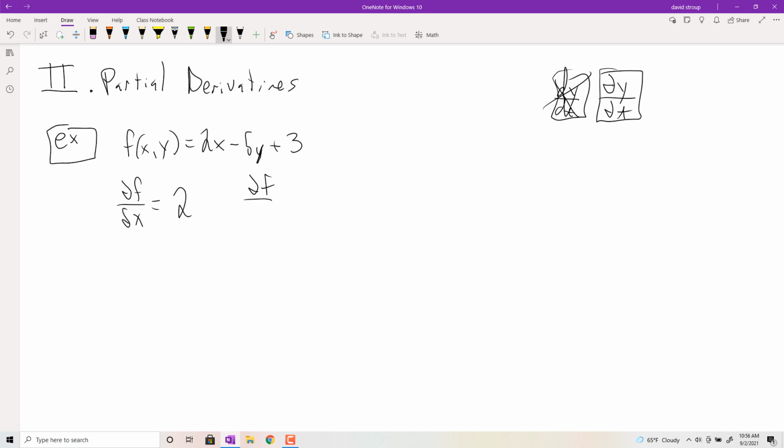Let's try it with respect to y. So the derivative of 2x now is 0. That x is the constant. And then the derivative of minus 5y is minus 5. And the derivative of 3 is also 0. Okay. So we've got about 6 examples here. Let's look at another.